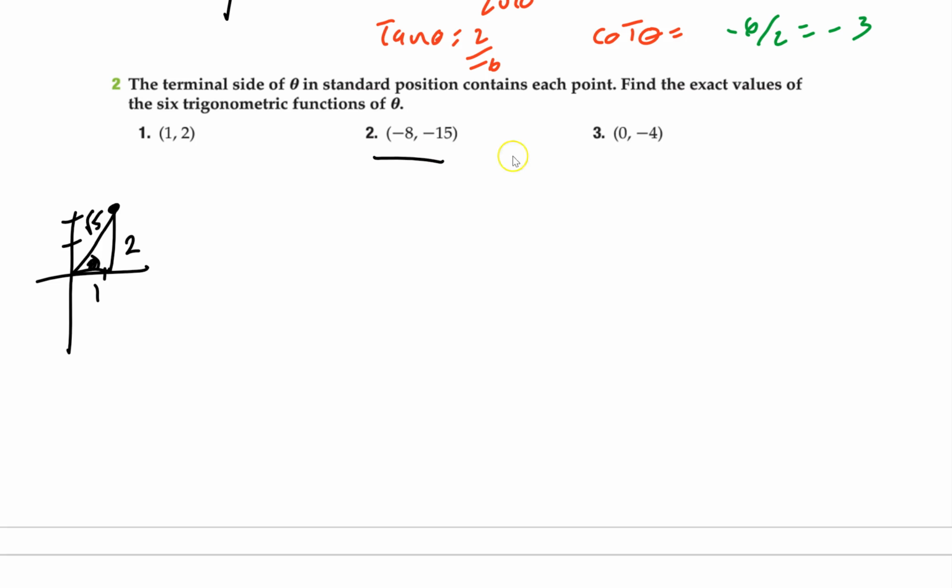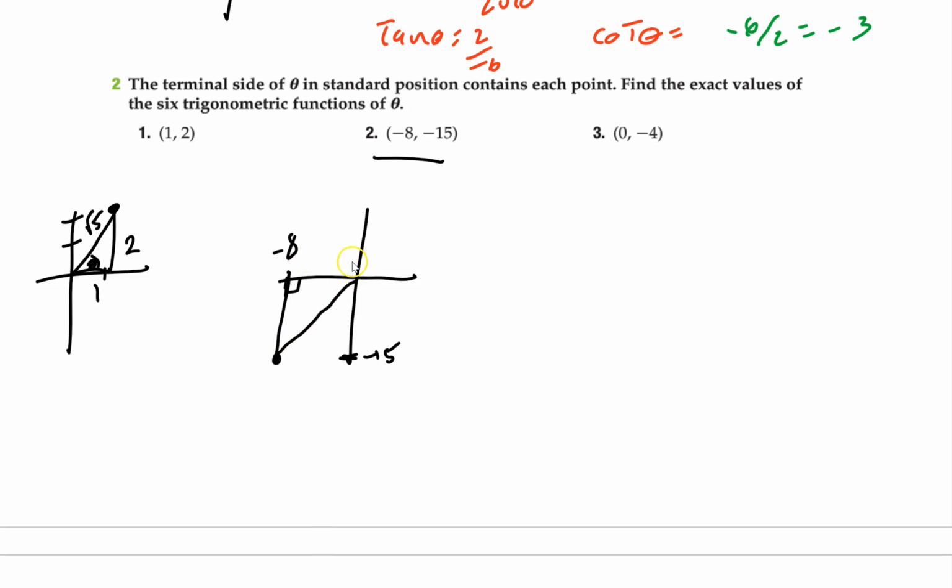I want to talk about the next two, because they're a little more interesting. So this one's negative 8 and negative 15. Negative 8, negative 15 will be right here. And like I always say, go straight to the x-axis. In this case, I actually got to go up to the x-axis, to make a right angle. And then I'm going to go to the origin.